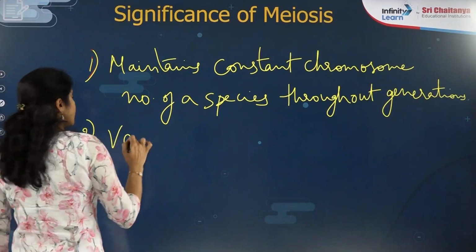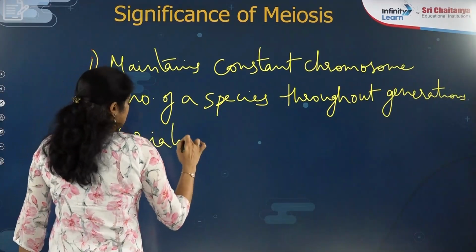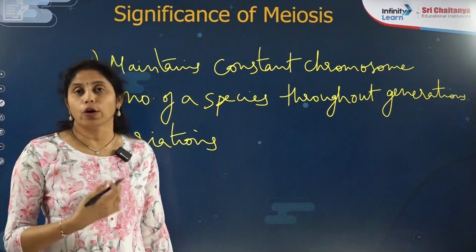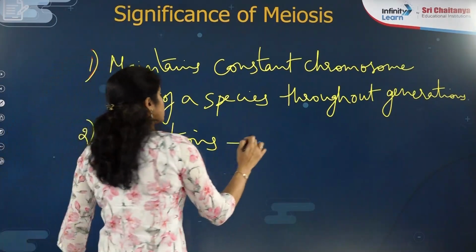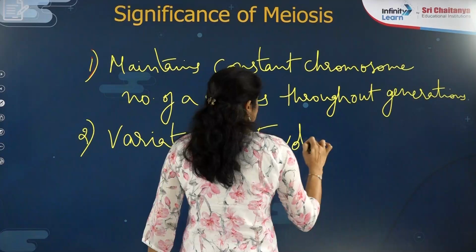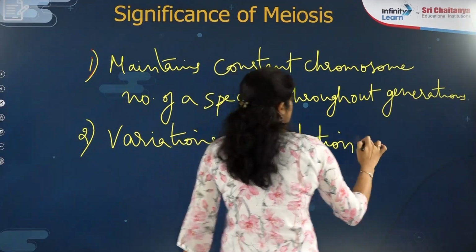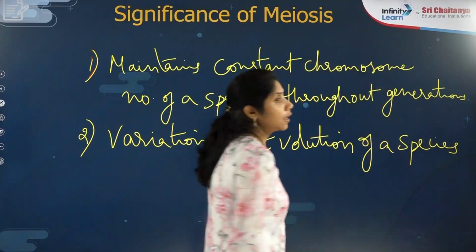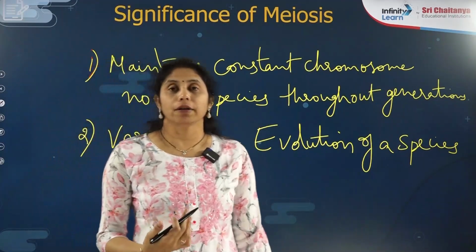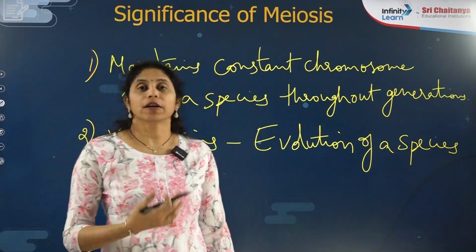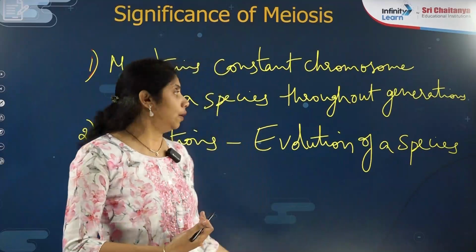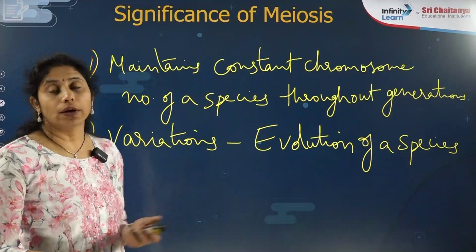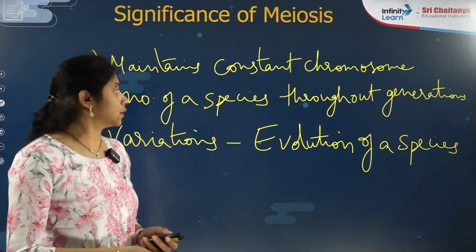Next, it leads to variations. These variations are the result of the crossing over and recombination process, which are important for the evolution of a species. Definitely the siblings are different, the offspring are different from the parents because of meiosis, because it leads to the variations. So these two are the significance of meiosis.